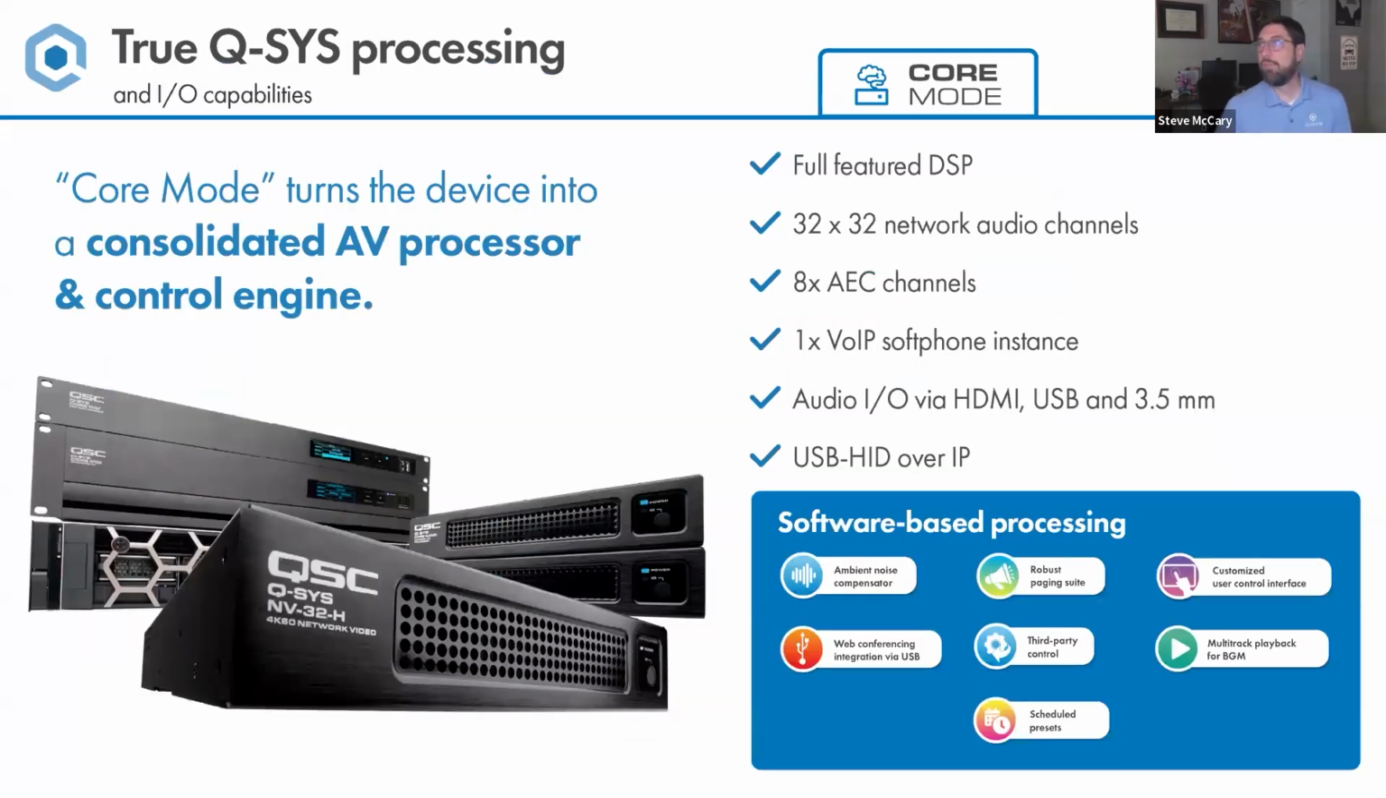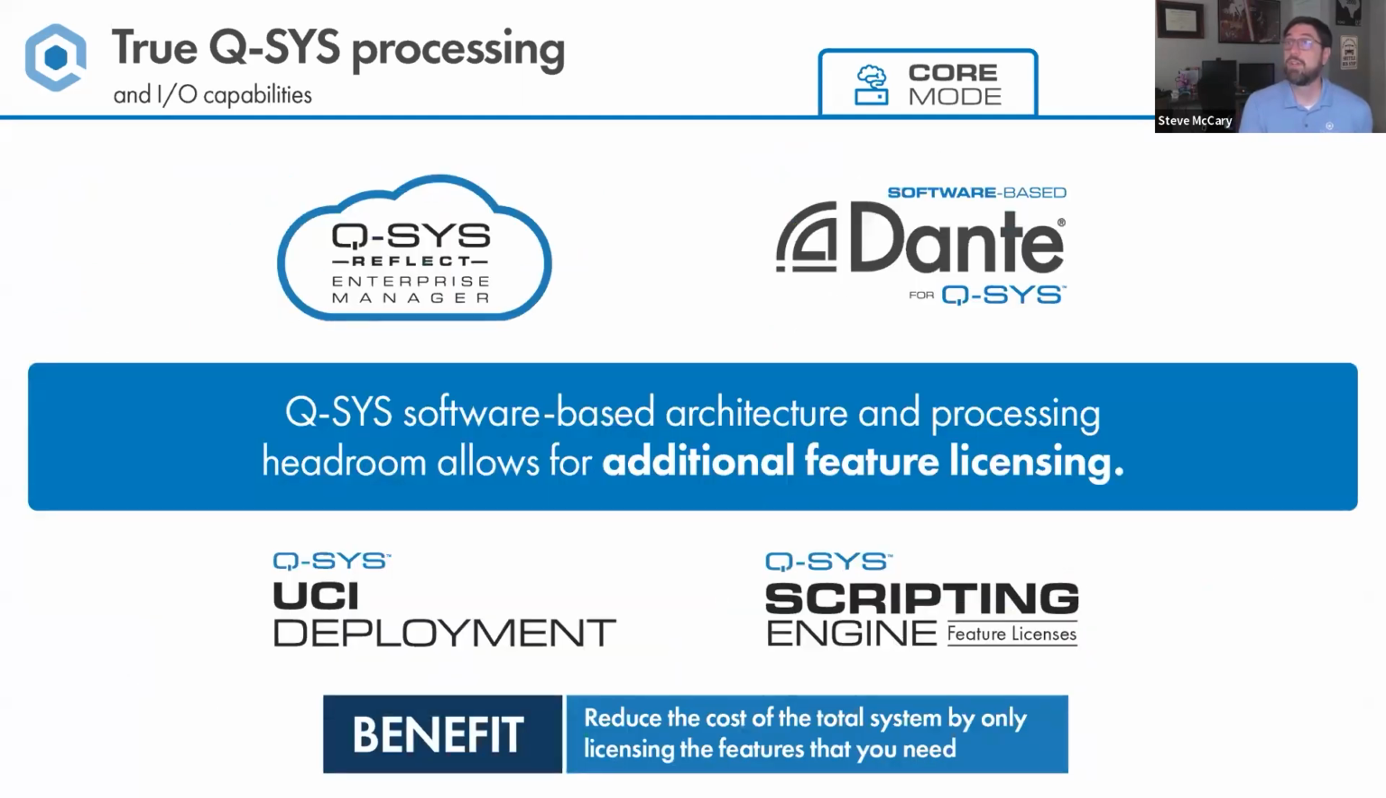You get all of the DSP features that you're looking for. You can have 32 by 32 network audio channels. You get 8 channels of AEC software, and or softphone, and you can still use the USB HID. You can still put the software Dante as well as the UCI and scripting license on here.